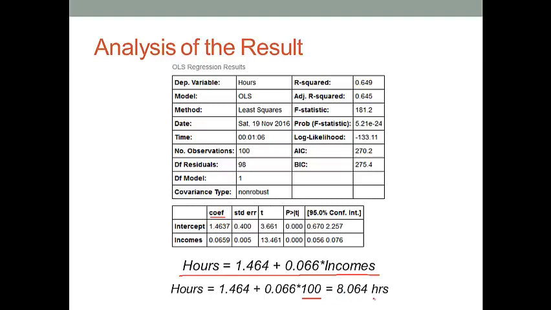That means if a user's yearly income is about $100,000 a year, based on our analysis result, we predict that the user would use the mobile app for about 8.06 hours every week. This is how you use the equation to predict how long the user will use the mobile app. What if a user can get $50,000 a year? You just put 50 into the equation, and then you can predict how long she will use the mobile app.